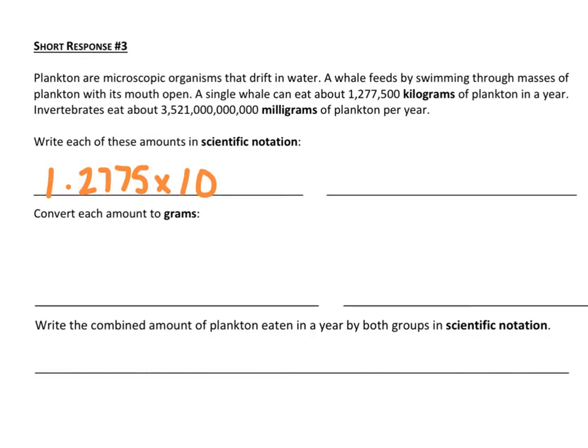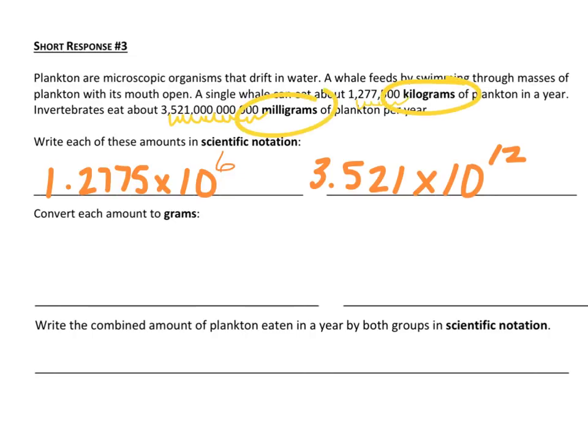Okay, so our whale, 1, 2, 3, 4, 5, 6. My exponent is 6. And the other amount, 3.521 times 10 to the 1, 2, 3, 4, 5, 6, 7, 8, 9, 10, 11, 12. Now it's important to know that the first one was kilograms and the second one was milligrams. Now we have to convert each of those to grams.